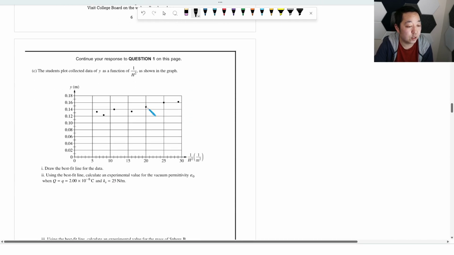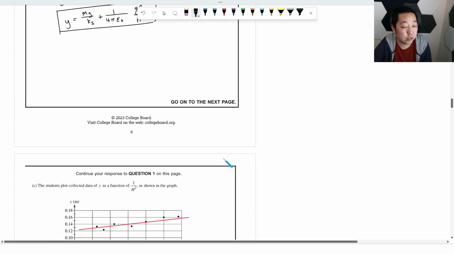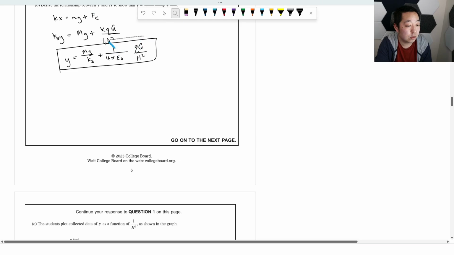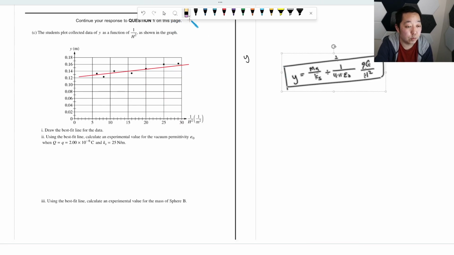Students plot the data as a function of 1 over h squared. Draw a line for the best fit of this data. Well, a very, very flat line, if any kind of line, but I will. Calculate the experimental value for epsilon naught. So we have to look at our formula here. I'm just going to recopy it down here. This is a lot of scrolling back and forth, as you guys probably notice. But they gave you the formula, so you didn't have to use your derived one. You just have to use the same one.